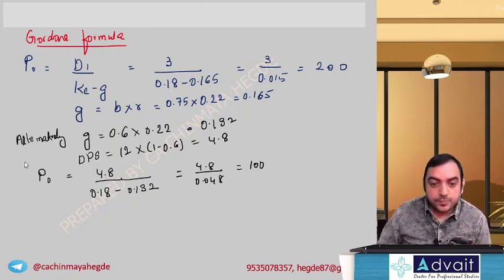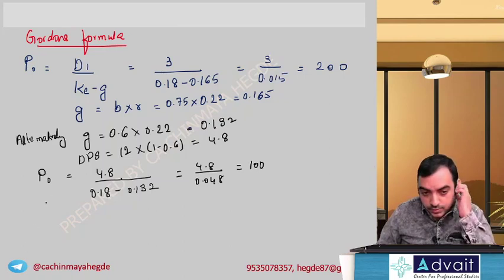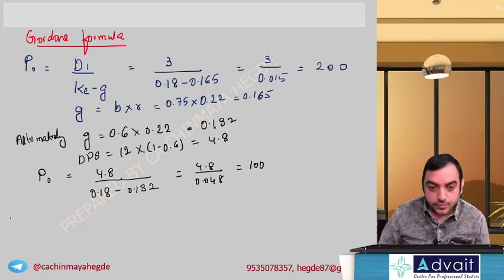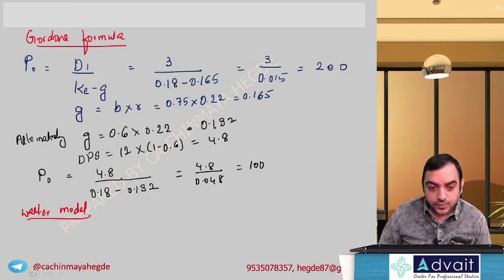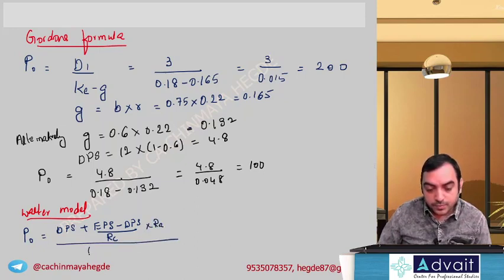Let's do the Walter model. Walter model is straightforward, not at all complicated. No alternatives like this. Let's write the formula. P0 equals DPS plus, in another part, EPS minus DPS, multiplied by RA divided by RC, the whole divided by RC.